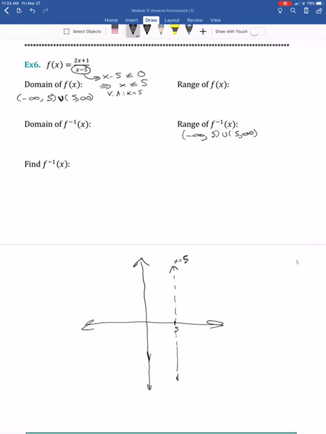With that said, let's go ahead and talk about, does it have a horizontal asymptote? That would also help us with our graph. Now, if you remember, a horizontal asymptote is a horizontal line that shapes our graph, and we find those by comparing the degrees of the two polynomials.